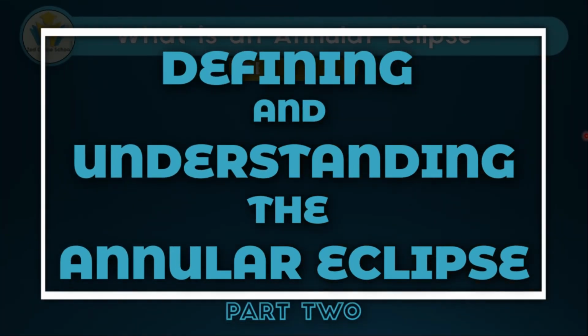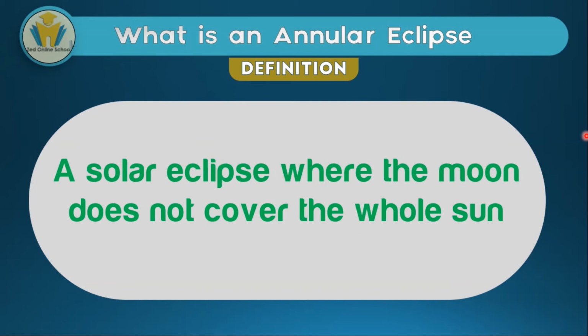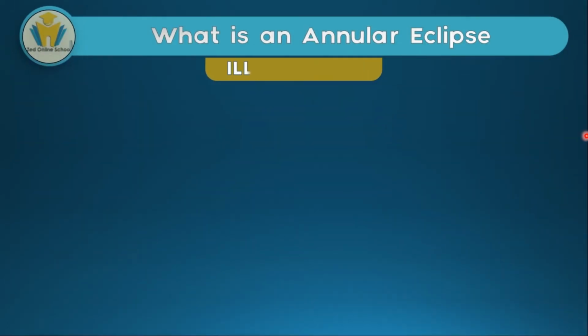Now let's look at the annular eclipse. The annular eclipse is just another kind of solar eclipse, but what is special about it is that it is a solar eclipse where the moon does not cover the whole sun, and that is caused because the moon is further away from the earth. In illustration, it will look something like this.